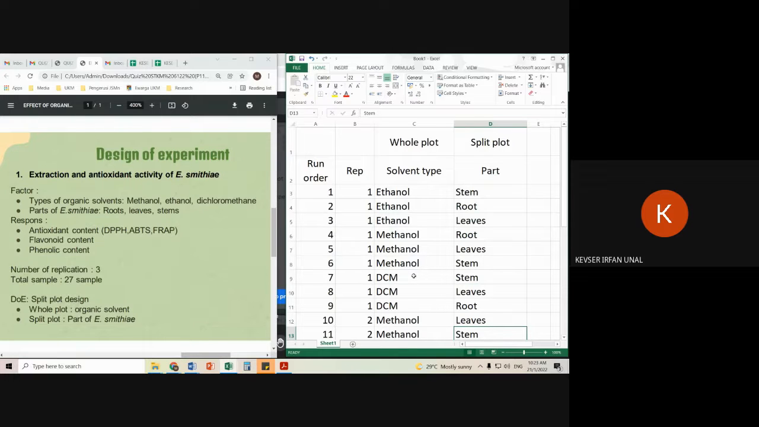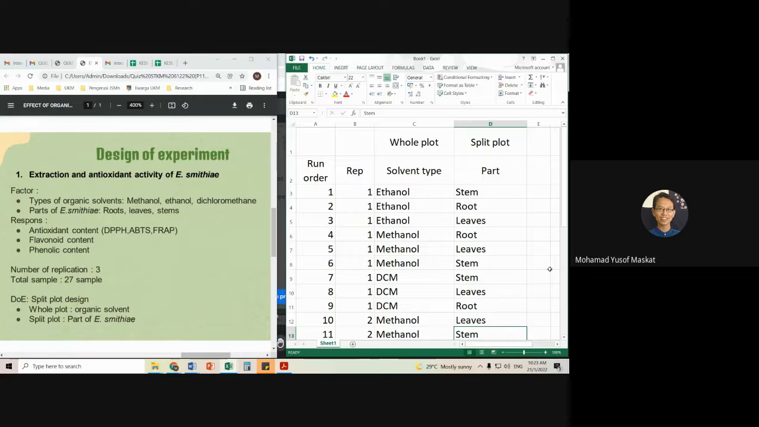Any questions? Doctor, can I ask? Yes, I have a question. Prof, I understand the practicality of this. I get the whole plot. But just now you said the solvent type may be difficult for Mai to handle. For example, the ethanol, she only wants to do it once. Then why can't she do the first rep, second rep, and third rep with all ethanol, and just randomize the plant parts? Can't she do that?